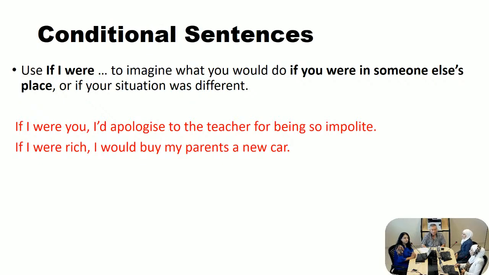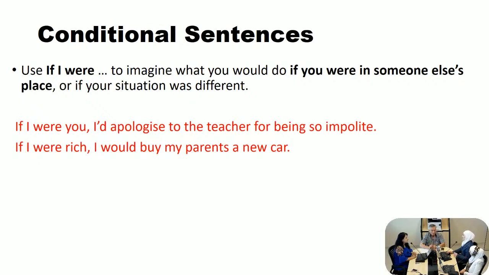If I were you, I'd apologize to the teacher for being so impolite. Here, the situation is imaginary because I am not you. Another example: if I were rich, I would buy my parents a new car, but I am not. So I'm not talking here about the past. I'm only imagining something, it's present, unreal. And the important idea is that we use were with I. Pay attention to this point.